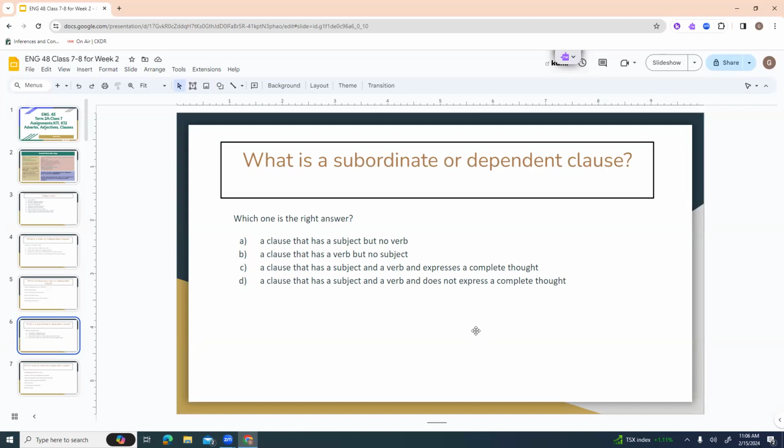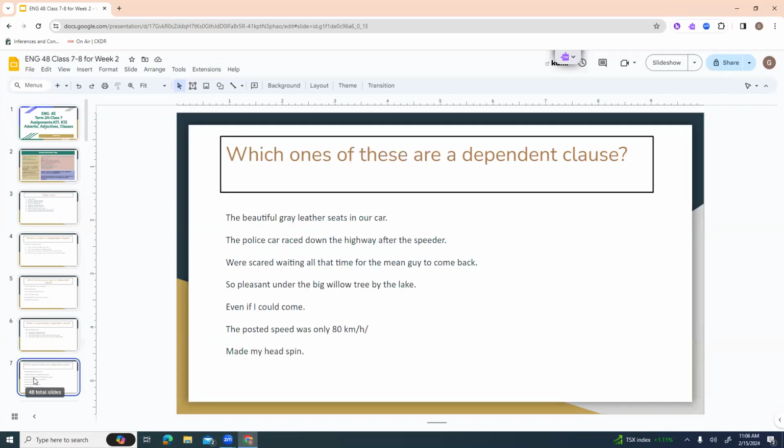All right, tick tock, tick tock, tick tock. Which is the right one? D, right? It has a subject and a verb. It has to, or it wouldn't be a clause, but it does not express a complete thought. So with that definition in mind, here we have some possible sentences, but some of these are dependent clauses or would be considered a sentence fragment. They're not complete on their own. Which one of these are dependent clauses?